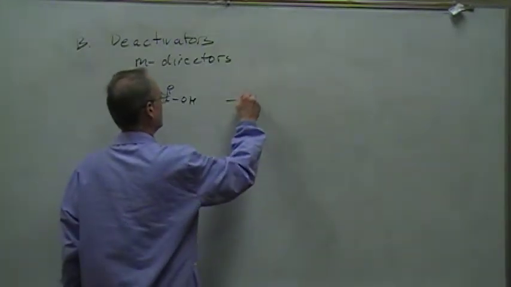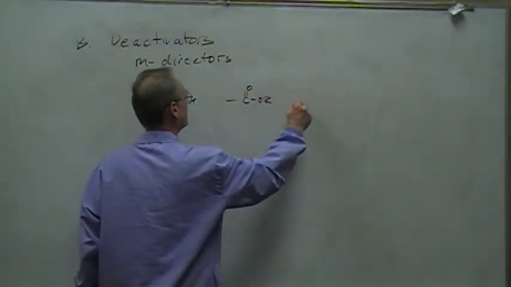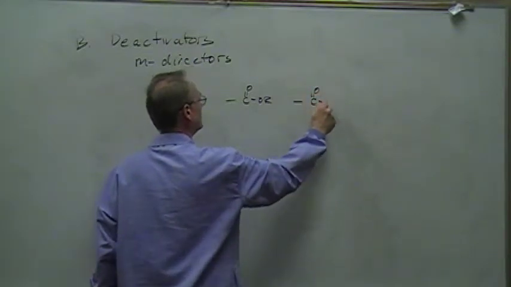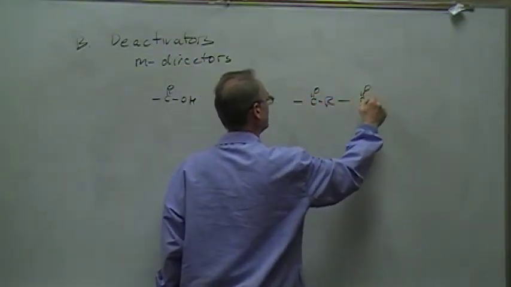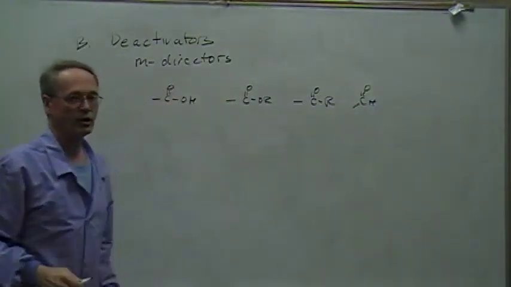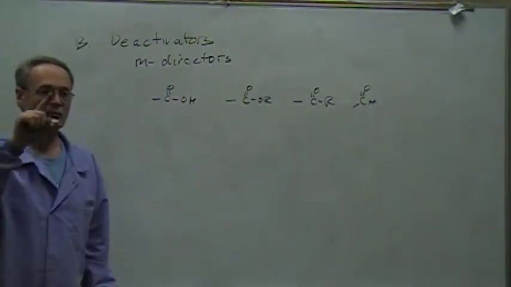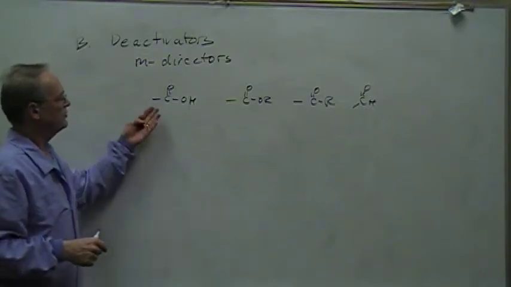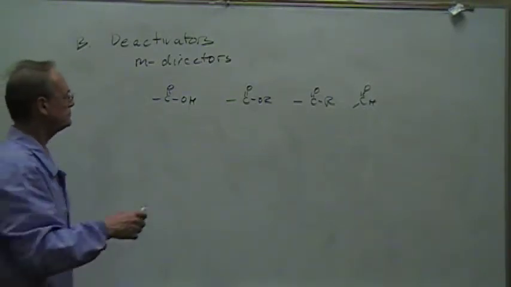So esters, ketones, aldehydes, anything where you have a C double bond O directly attached to a benzene ring, those are always going to be meta-directors.